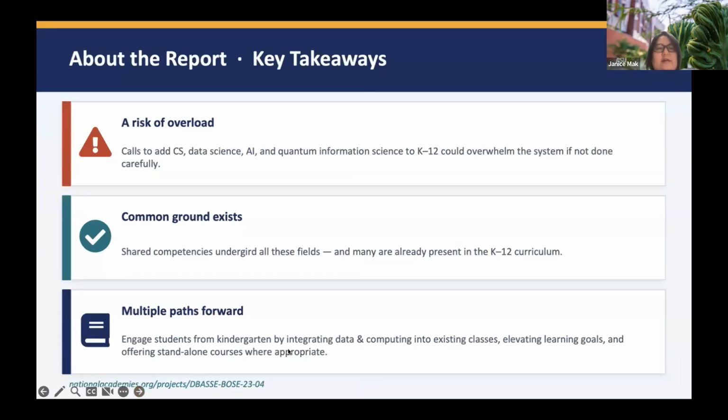And so really thinking about the report, there's some key takeaways and why and how this report came to be. It was really thinking that, in K-12 education, there have been calls in recent years to integrate computer science, computational thinking, data science, data literacy, artificial intelligence, AI literacy, quantum computing. All of these things are being asked and demanded of K-12. And the concern is that this all could really overwhelm the K-12 system if not done intentionally and thoughtfully. And so that's really where this report came from.